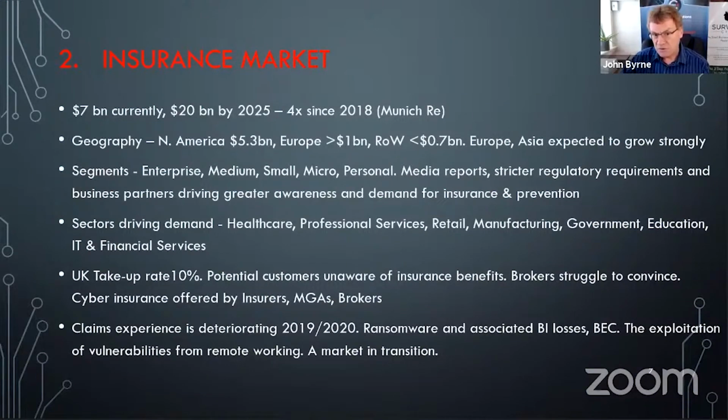So in spite of all of this growth and all of these impressive numbers, you might be surprised to hear that in the UK, the take-up rate generally for this product is still only about 10%. There are many, many potential customers who are simply unaware of the insurance benefits that cyber insurance offers, and the brokers are struggling to convince their customers to buy. It's not for lack of offers. Cyber insurance is sold by insurers, by MGAs, and by brokers. And it's not for lack of losses, because the claims experience is deteriorating. It has deteriorated in 2019 and 2020, largely caused by ransomware losses and the associated business interruption losses. And this exploitation of vulnerabilities from remote working has only added to that in 2020 and 2021.